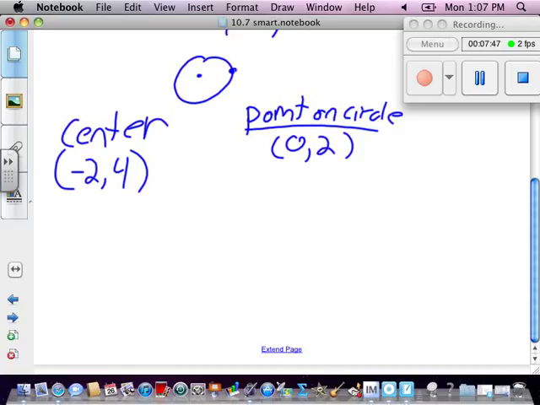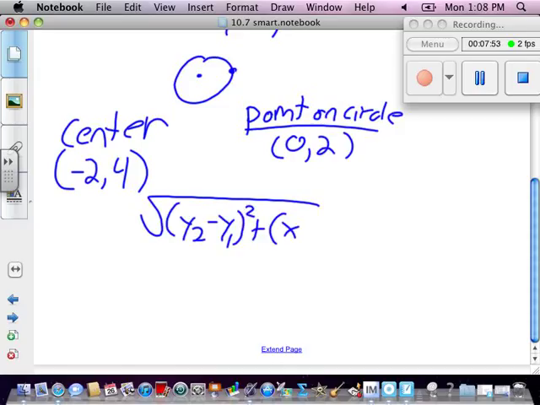We know we're going to use the distance formula, which is the square root of y2 minus y1 squared plus x2 minus x1 squared. Do you guys think this is the most common formula we use in this class? Okay, so we have y2.